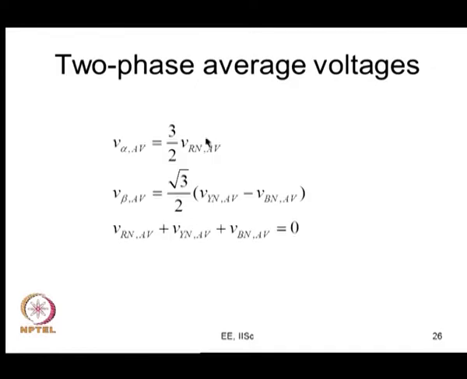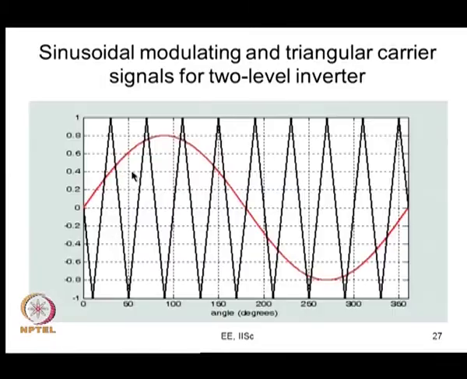So, your 3 phase VRN average, VYN average and VBN average can be transformed into V alpha average and V beta average, because when the 3 sum up to 0, you need only 2 quantities to represent them. So, this is space vector transformation.